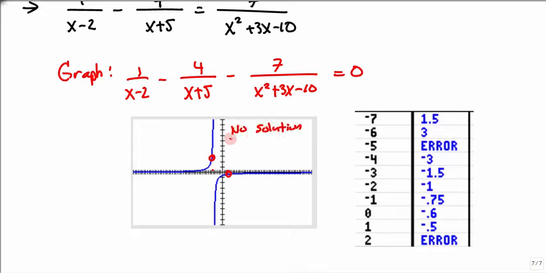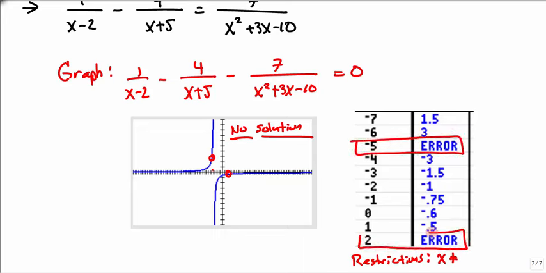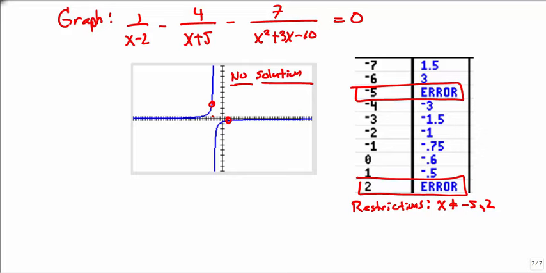Now these are also showing me my restrictions. So our restrictions are that x cannot equal negative 5 or 2. So the graph is actually showing us quite a bit. Those are my restrictions. Now let's go ahead and solve this by hand and see what we get for a solution there.